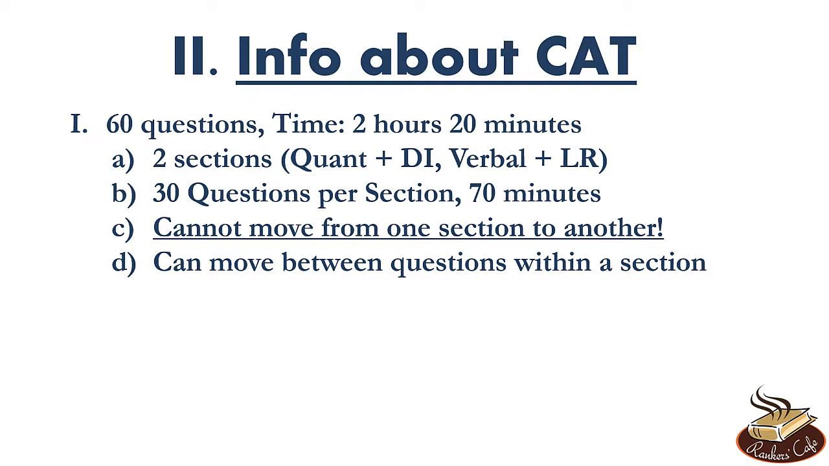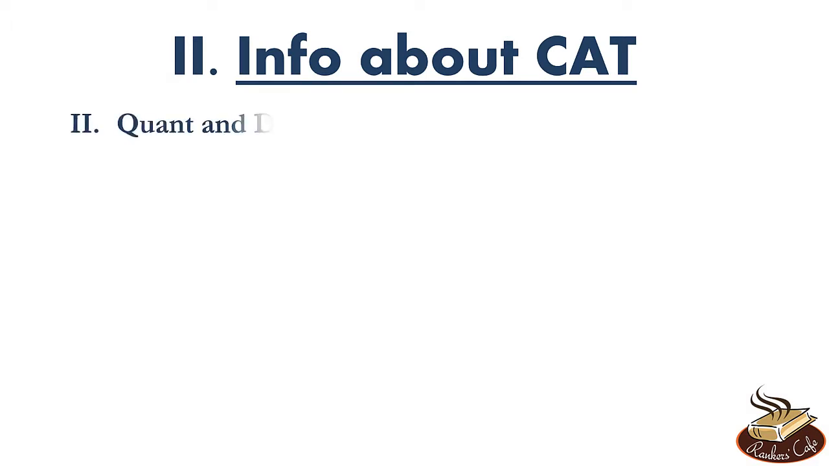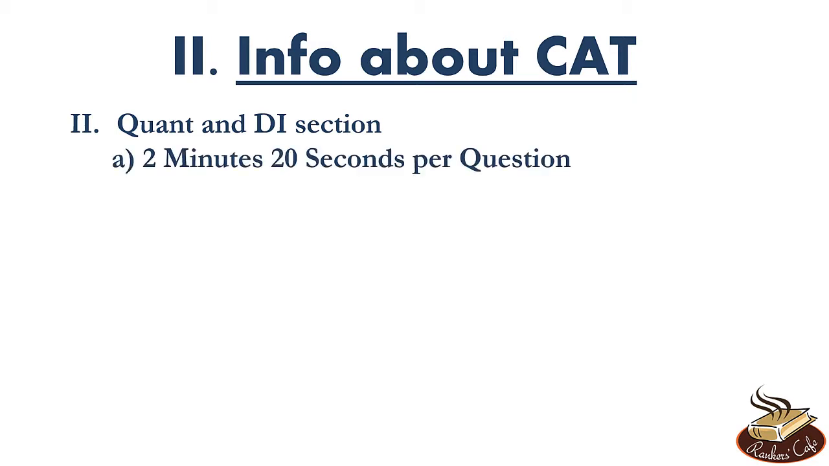After 70 minutes, you will be taken to the next section, and then you cannot go back to the previous section. So let's talk about the Quant and DI section. As already mentioned, it will have 30 questions which you need to answer in 70 minutes. So basically you get 2 minutes and 20 seconds for each question.